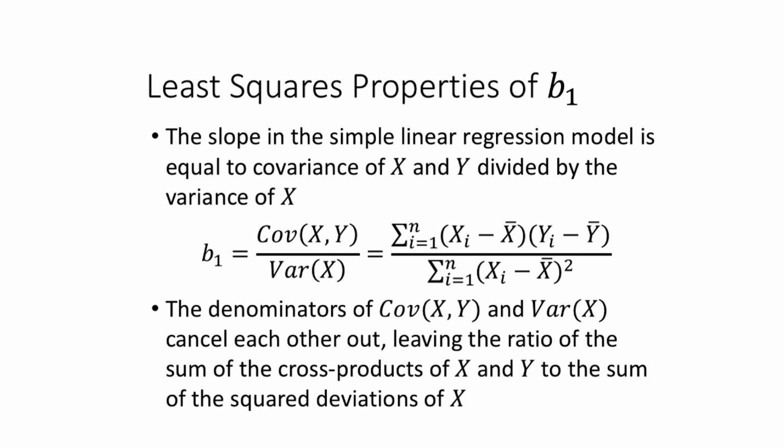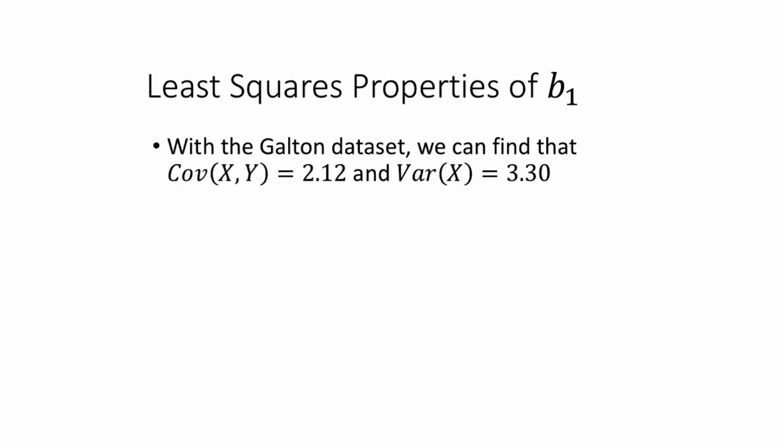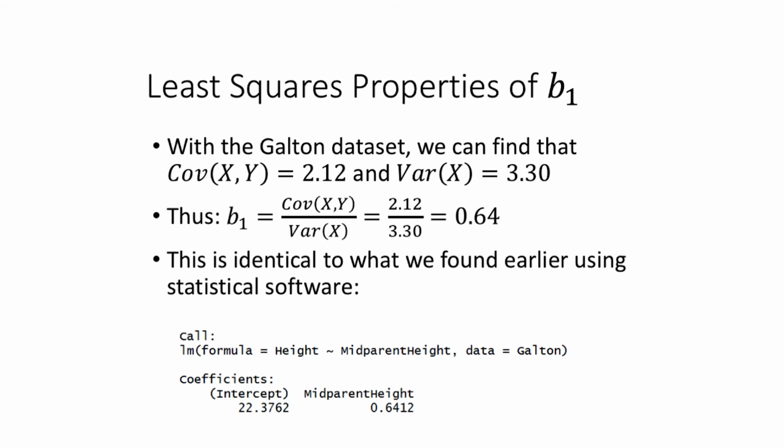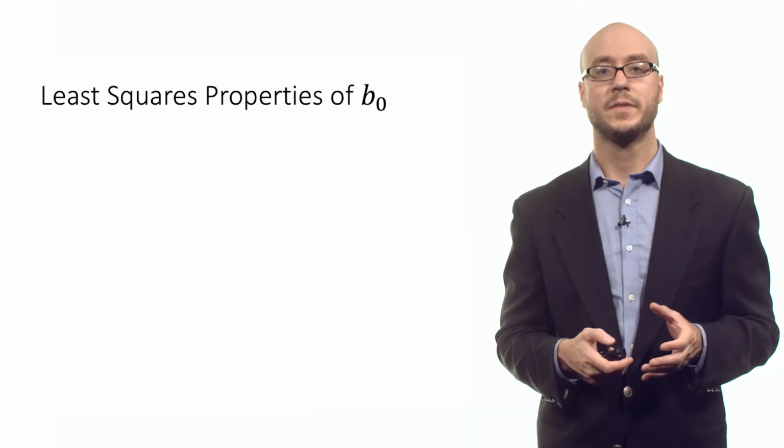It encapsulates the information that x and y covary together, but it's scaled by the total amount of variation in x. Right? So you can think of when we minimize the sum of squared errors and we have the least squares estimate of the slope, we have a covariance of x and y divided by the variance of x. With the Galton data set, we can find that the covariance of x and y is 2.12 and the variance of x is 3.30. So you can just calculate this by hand. The slope equals 2.12 divided by 3.3, which is 0.64. That's exactly the same as the least squares value of the slope. This is just identical, right?